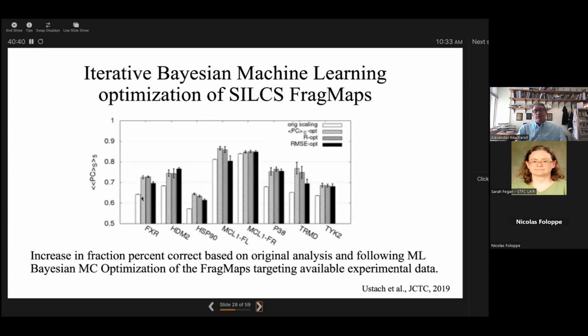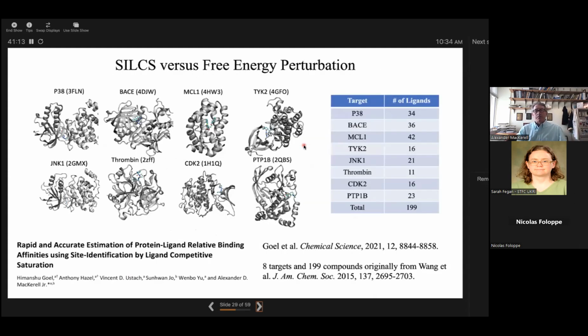And just to give you an idea of the extent of optimization, it's not huge. If you look at the scale here, this is percent correct, from 0.5 to 1. Here are the values from the FragMaps alone, and then we can increase their predictability. Not by a huge amount, but it gradually increases the predictability. And we can do this targeting percent correct, correlation coefficient, RMS error versus the experimental data and so on. So this is a way that we can continually improve the predictability of the FragMaps. Again, it's something that's not accessible to other types of methods.